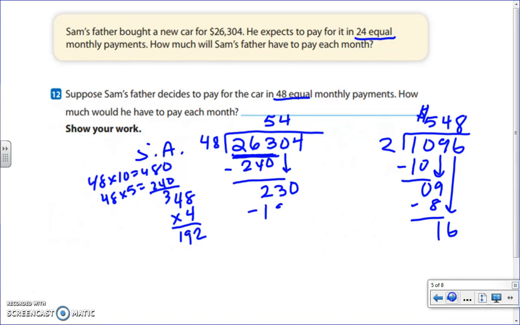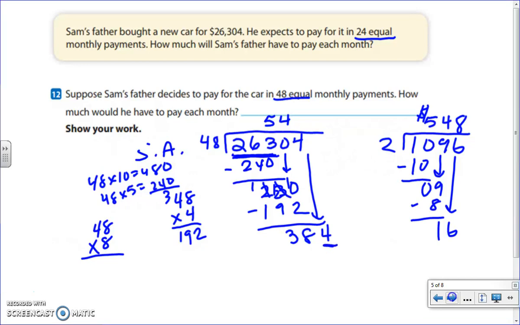192. That's 38, and then bring the last number down, 4. Ooh, this one's going to be a tough one. So I know 48 times 10 is 4,800. I know I'm about 100 less than that, so I'm going to guess 2 more 48s less. 48 times 8. I also know that 8 times 8 is 64, and this number ends in a 4. So that's another reason I would guess times 8. 384.